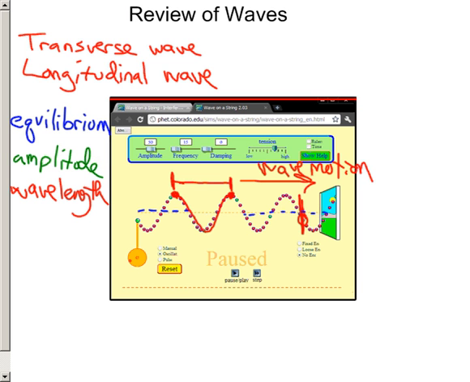The symbol that we use is lambda. It looks like an upside down Y, and that denotes wavelength. Again, this would be a measure in distance, so either centimeters, feet, meters, that kind of thing. That's the basic terminology for waves.